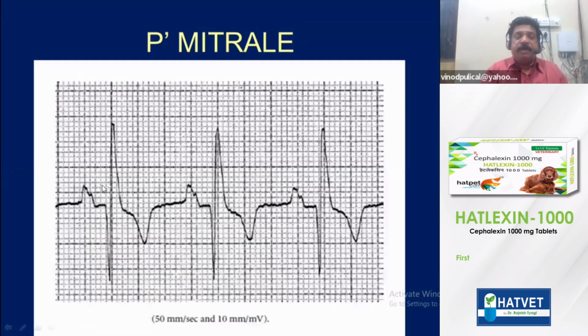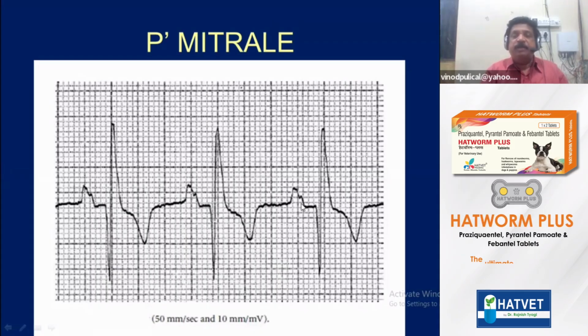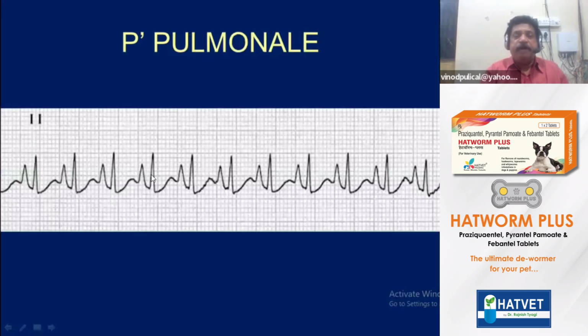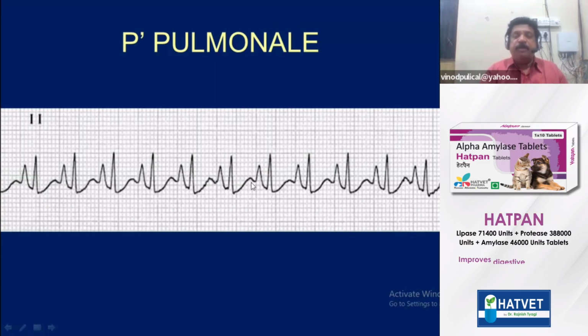This is a P mitral where there is increased width of the P wave. You can see a notching of the P wave also. This clearly indicates mitral valve insufficiency. P pulmonale is always associated with pulmonary pathologies. You can see the increased amplitude of the P wave, that is P pulmonale.